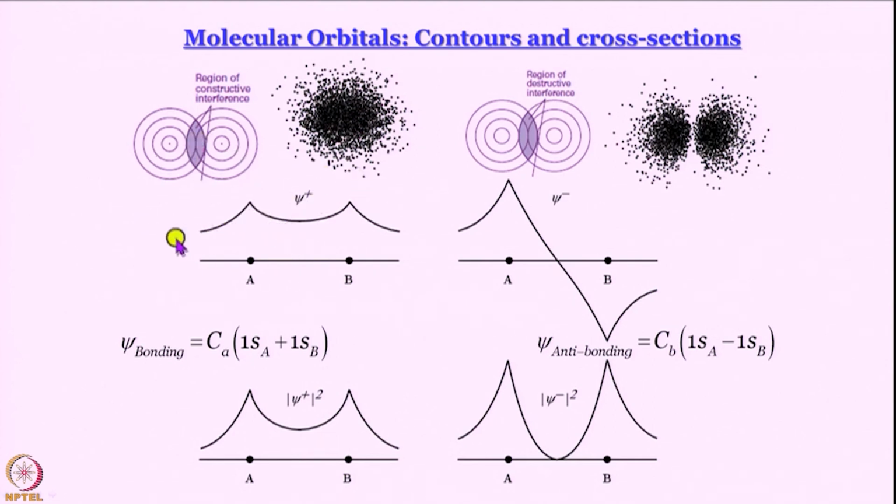These are the contour diagrams, this is the profile like a circus tent, and here you see this kind of a profile where you get a node. So, in the bonding orbital the wave function has no node, in the anti-bonding orbital you do have a node. If you take psi square, then you see you get this more well defined circus tent as the profile. Here you have two separate tents, two people who want their own individual tents, that kind of a function is there.